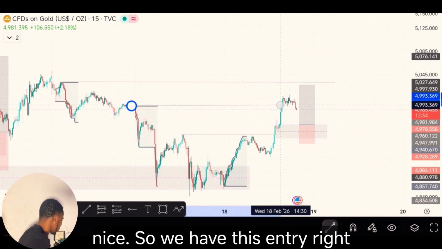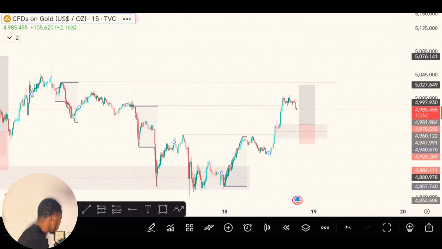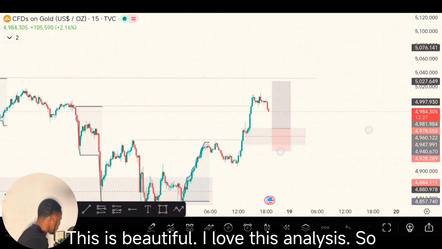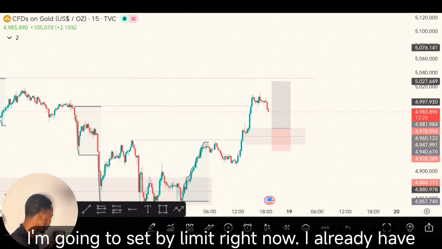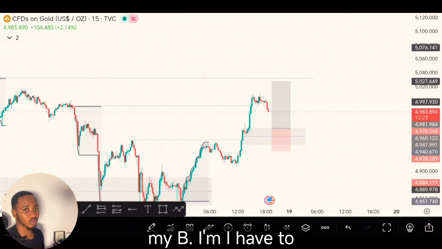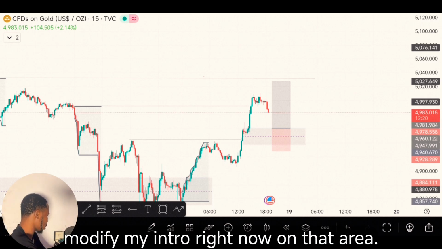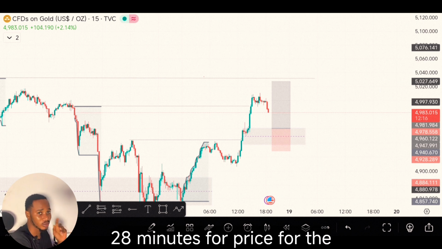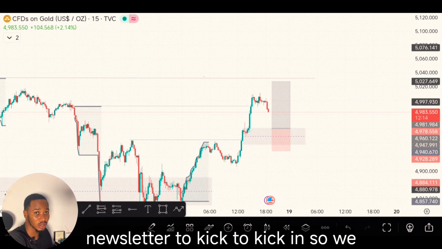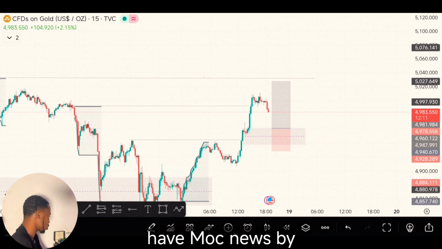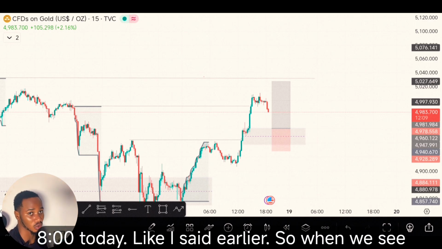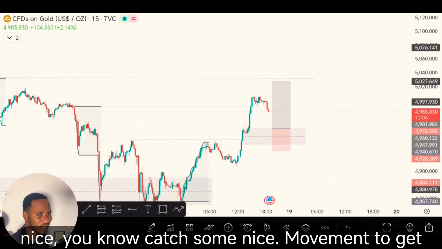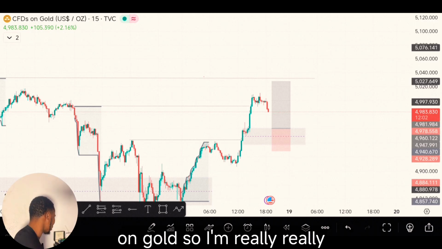So we have this entry right here. Yeah, this is beautiful. I love this analysis. So I'm going to set a buy limit right now. I already have my buy limit, I have to modify my entry right now on that area. We have roughly 28 minutes for the news to kick in. We have this FOMC news by 8 o'clock today, like I said earlier. So we want to see how the market can move smoothly and catch some nice movement today on gold.